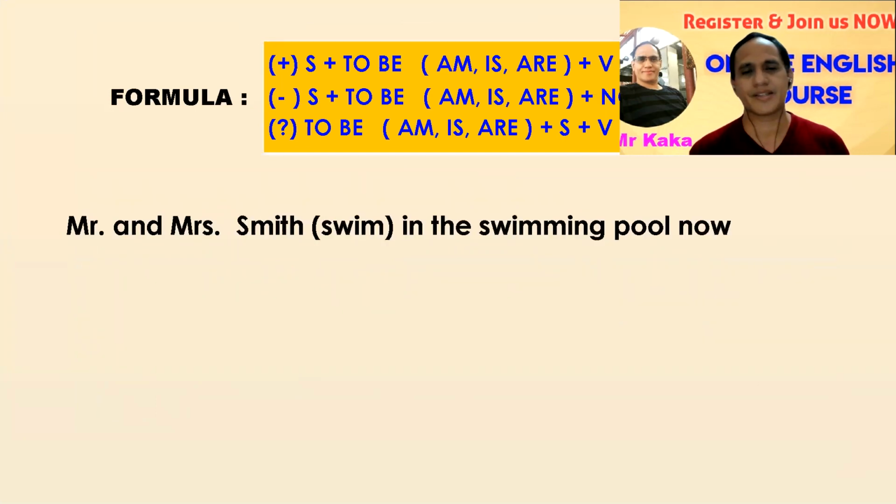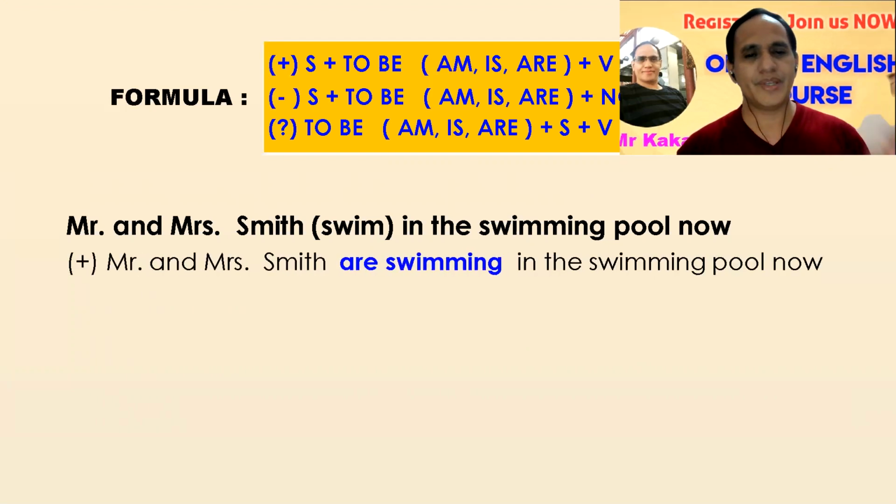Have a look at the subject here. Mr. and Mrs. Smith swim in the swimming pool now, right? If you want to change this sentence into a positive sentence, it will be Mr. and Mrs. Smith are swimming in the swimming pool now. We use are here because the subject is plural, more than one person, Mr. Smith and Mrs. Smith, right? So you will choose to be are.